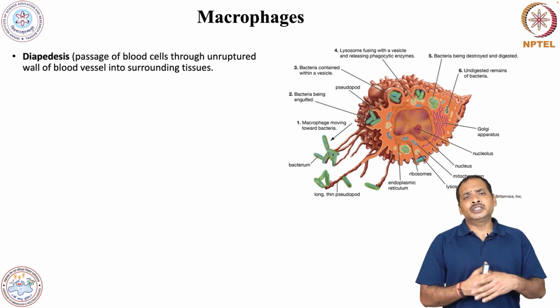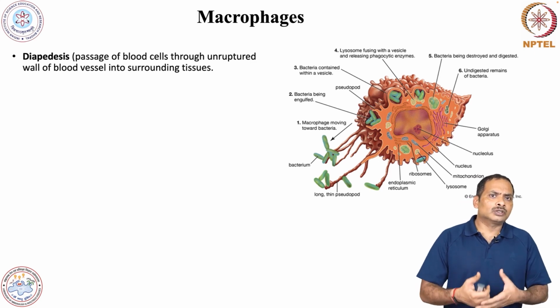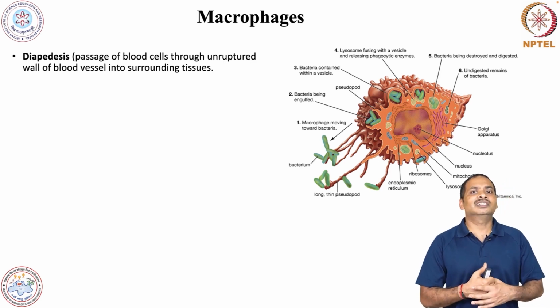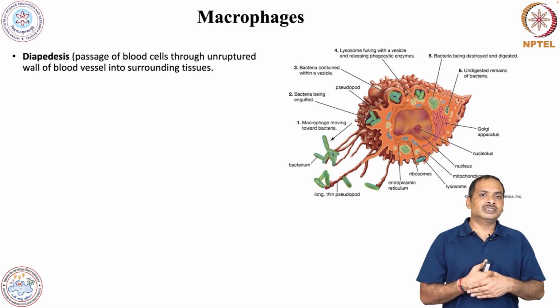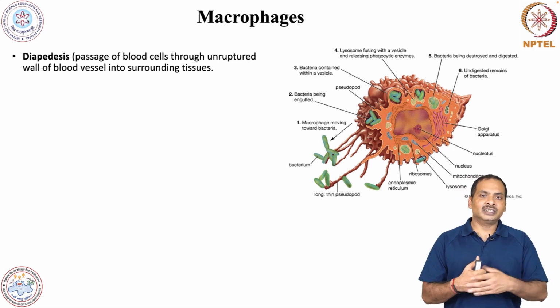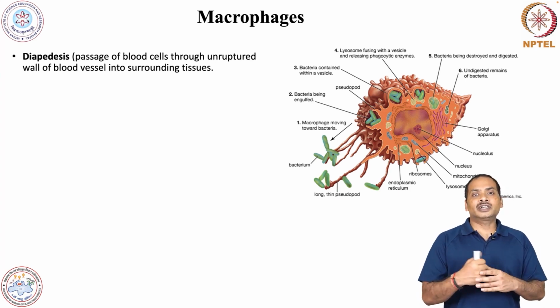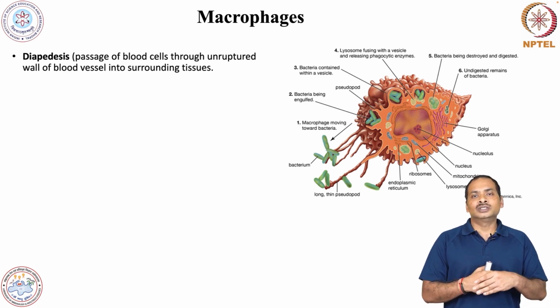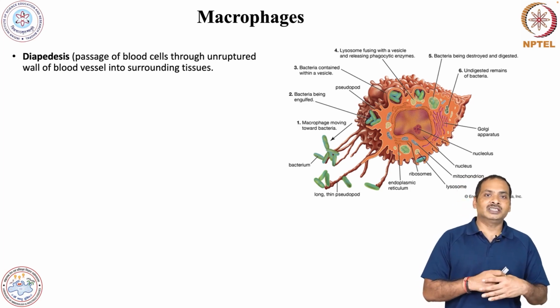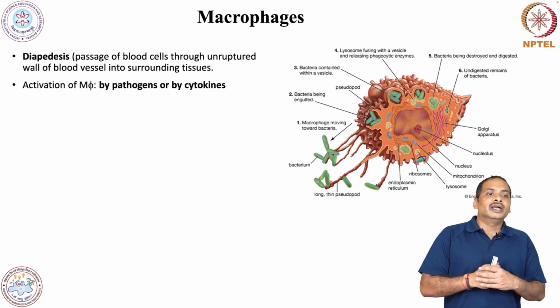Macrophages show a very unique phenotype, which is quite common in macrophages, known as diapedesis. I think I explained it in the previous session. If you missed it, I can explain again. It's basically the movement of this cell across an unruptured blood vessel to the surrounding tissue. So we call this diapedesis. Macrophages very uniquely show this property.